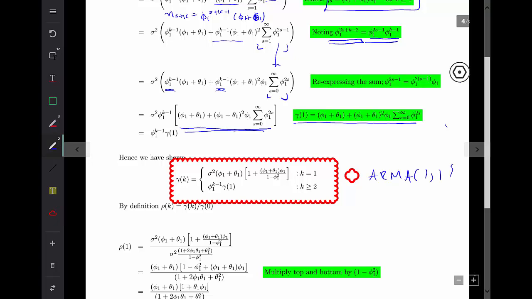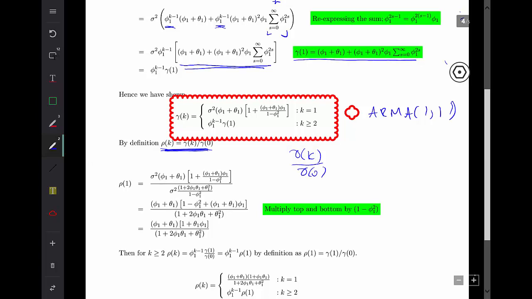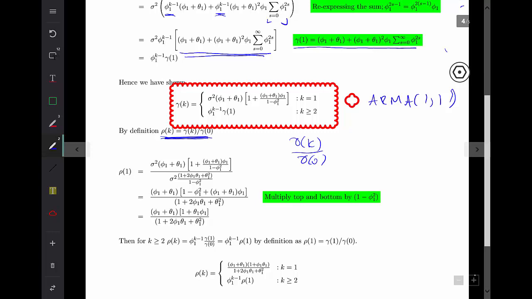Once we have the autocovariance function, then we can always derive the autocorrelation function just using the formula. It's just the autocovariance divided by the variance. Gamma naught is just the variance, and we derived the variance earlier, it's this term here. So to get rho 1, it's just going to be gamma 1 divided by gamma naught. We have gamma 1 here, we've already derived it. So we're just using the formula now.